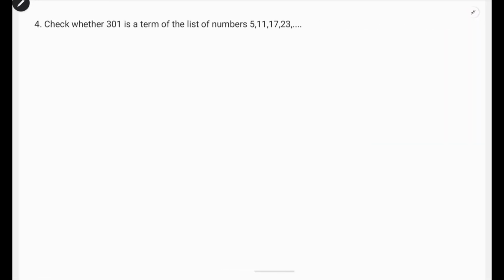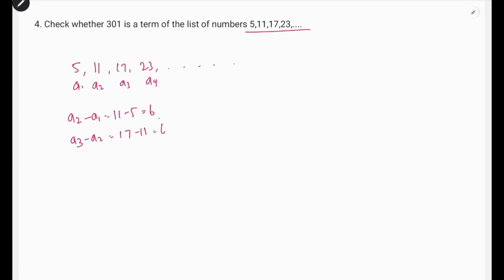Next one. Check whether 301 is a term of the list of numbers. Now we will see these numbers as 5, 11, 17, 23 and so on. Here first term is 5, second term is 11, third term is 17, fourth term is 23. Now it is not told these numbers are in AP. Now we will check them. Common difference is what? A2 minus A1, it is 11 minus 5, it is 6. The difference between next terms, A3 minus A2 is 17 minus 11, it is 6.